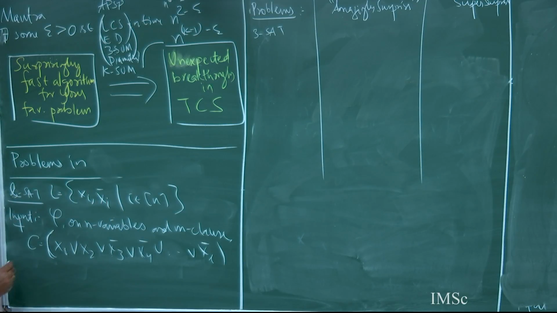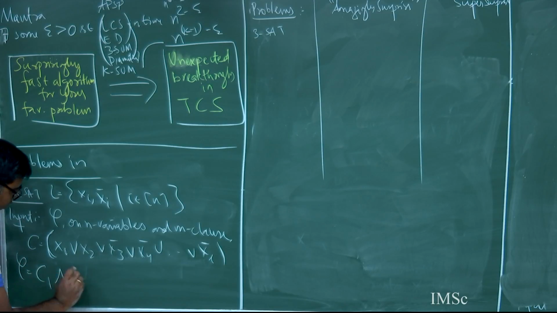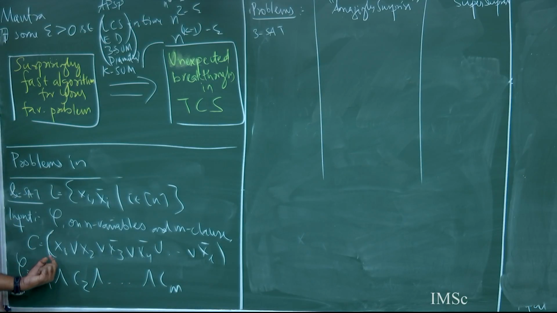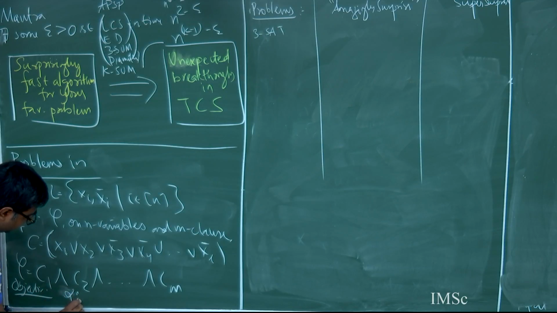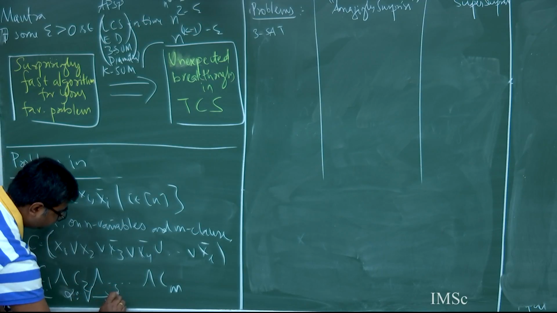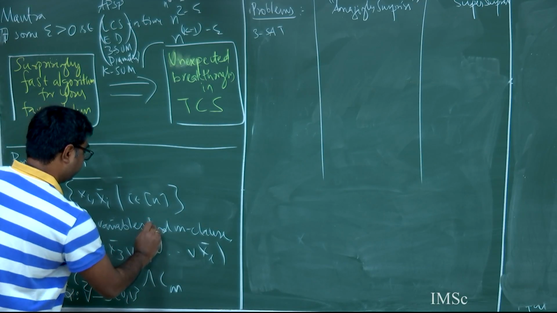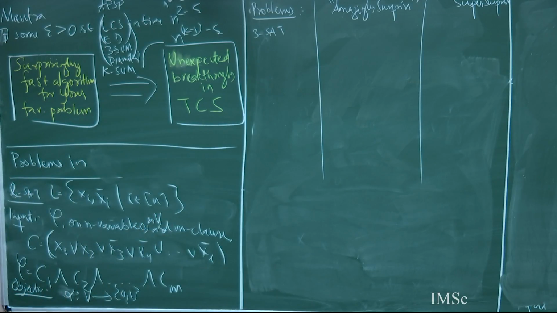So what is phi? Phi is basically m clauses where each clause is an OR of these literals. Now, what is your objective? Objective is to find an assignment from V to {0,1}. What is V? It is the set of variables, on n variables, say V, okay. So basically you are assigning variables either 0 or 1, right.